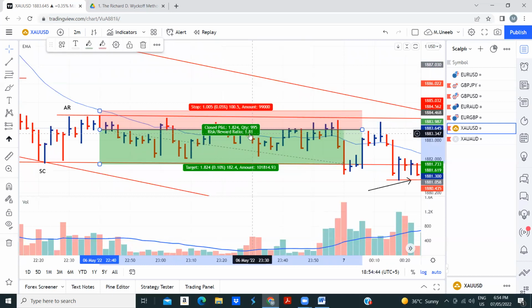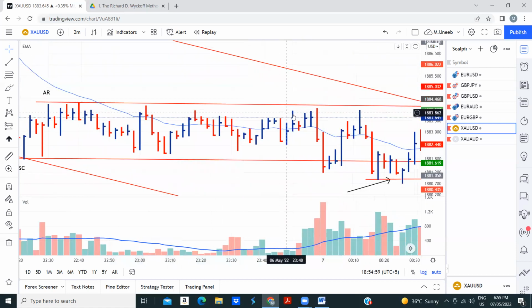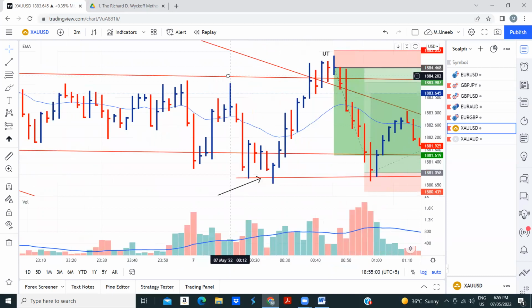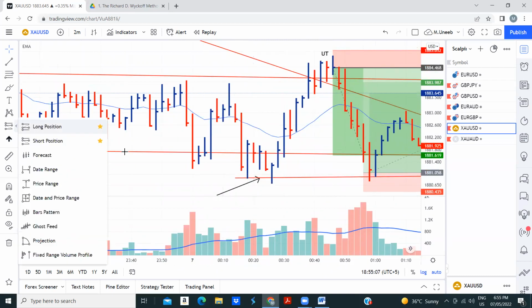So I will not take a trade which is lower than 1.8, which is lower than 2. Got it? My reward to risk ratio should be 2. Only then I will take my trades. Otherwise, I will not. And now, as I come down here, it hit my stop loss. It went up here again. Now I came back here and I take my trade here.